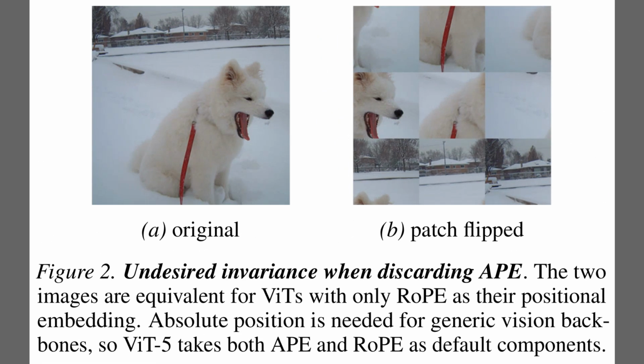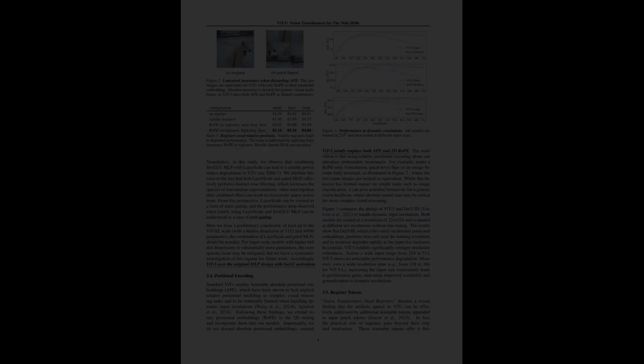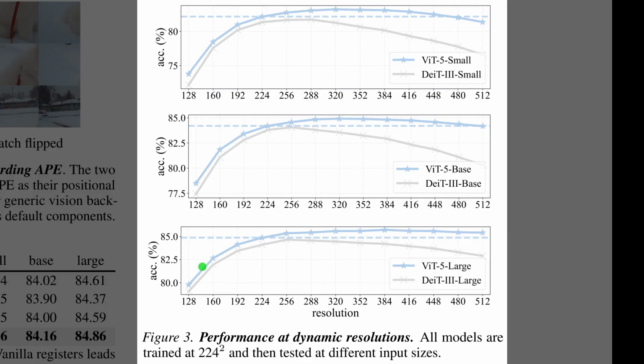Alright, with the normalization fixed, Figure 2 turns to spatial encoding. This comparison highlights a phenomenon the authors call undesired invariance. Panel A displays the original photo, while Panel B shows a version where the image patches are flipped. Surprisingly, if the network relies solely on rotary positional embeddings, it treats these two distinct inputs as mathematically equivalent. To ensure the model can tell them apart and maintain strong spatial reasoning, ViT-5 explicitly adds absolute positional embeddings back into the architecture.